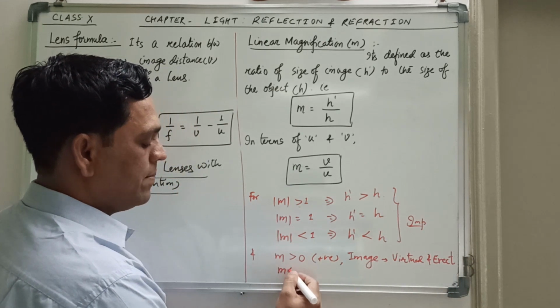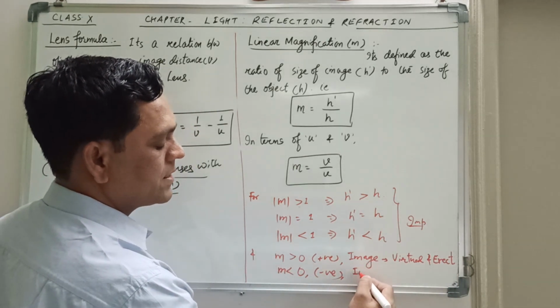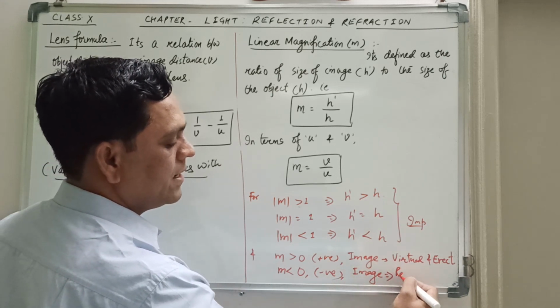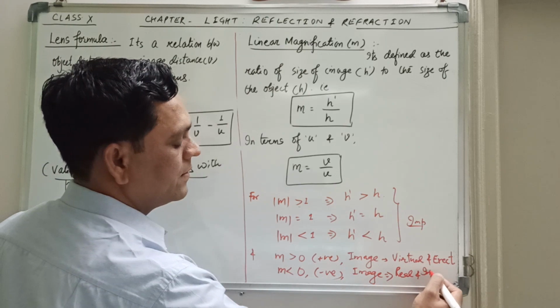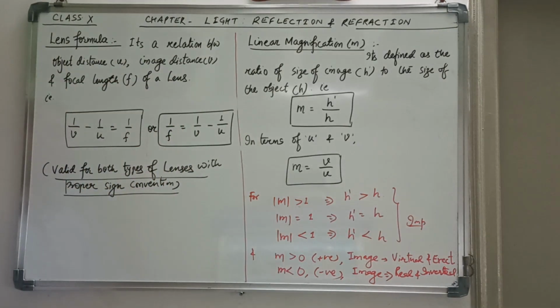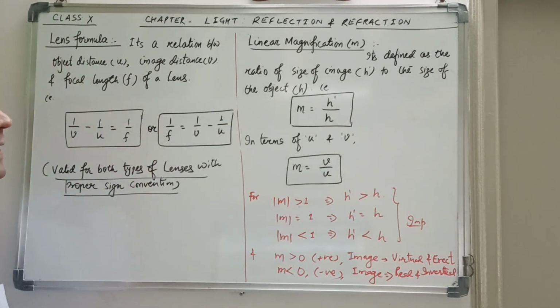And for m less than 0, that is a negative value, the m gives you the nature of the image: that will be real and inverted. So these few things you have to remember, that we have done also earlier.